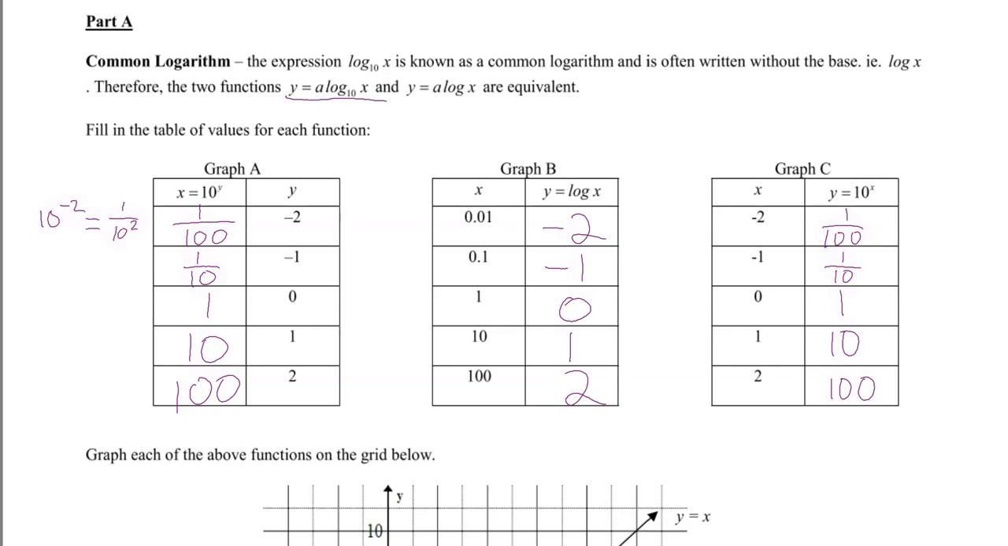So we have three graphs which we are going to draw. I'm going to do graph A in red, graph B in green, and graph C in blue.